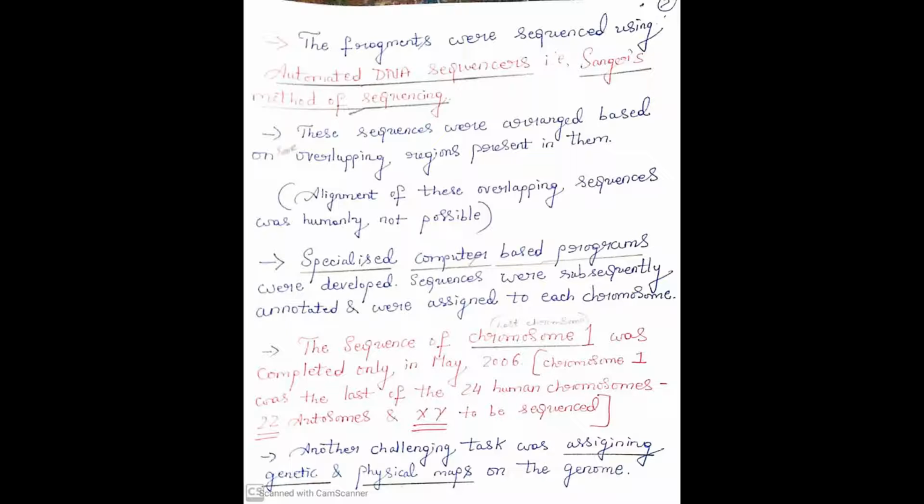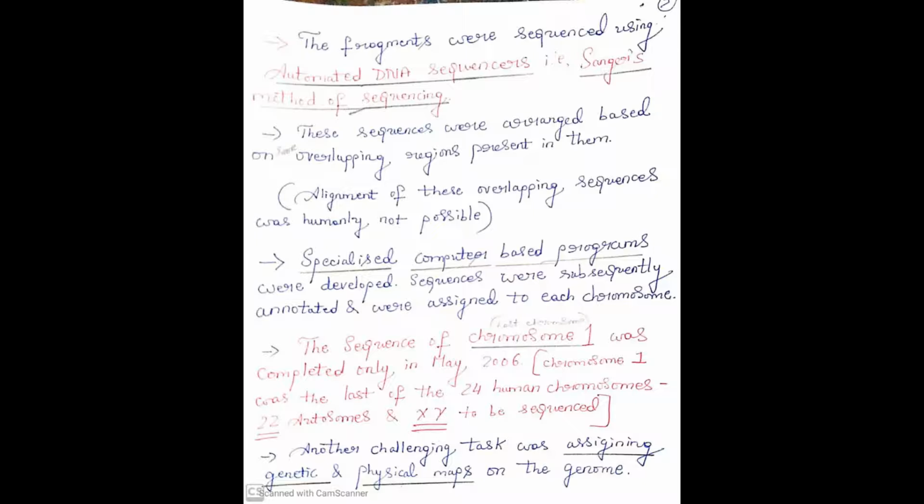And then the sequences were arranged based on some overlapping regions present in them. But alignment of overlapping sequences is not possible manually. So specialized computer-based programs were developed, and the sequences were subsequently annotated and assigned to each chromosome. And in May 2006, the sequence of the last chromosome, that is chromosome number 1, was completed.